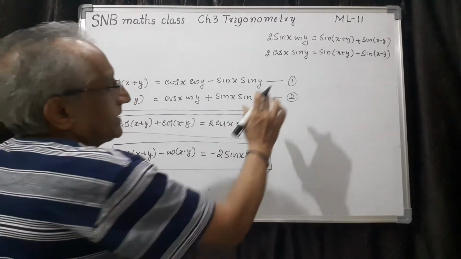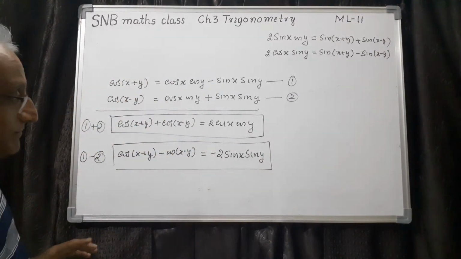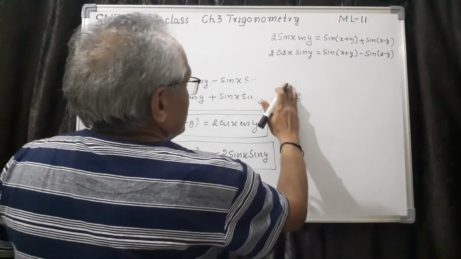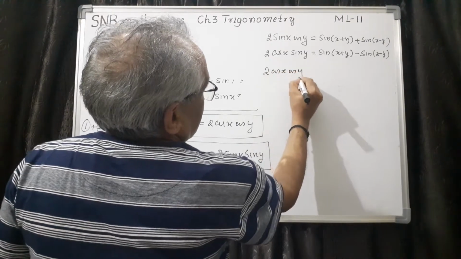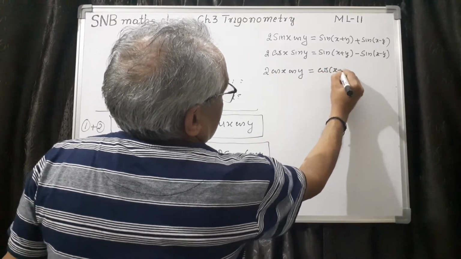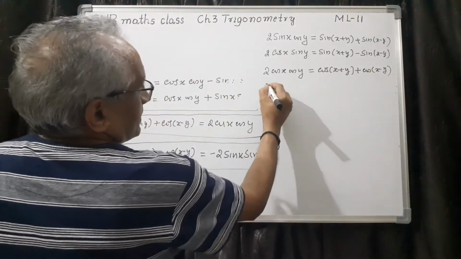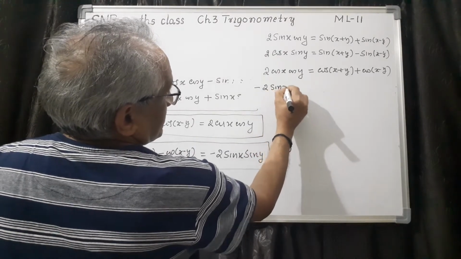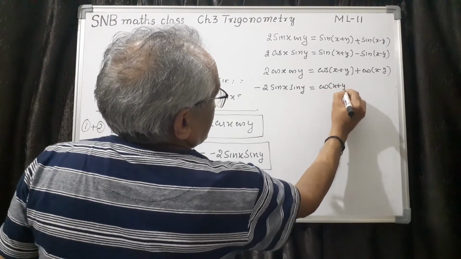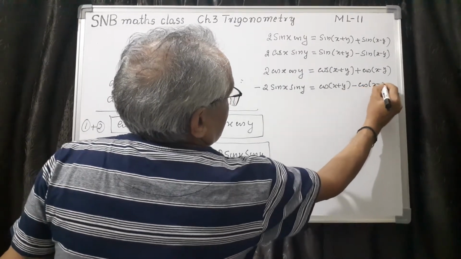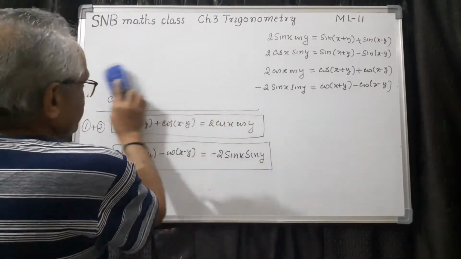So I can write here so that we can compare. See, always you should write all of them together and then compare, then remember. So here you see the pattern is this. If it is 2 cos x cos y, it is cos of x plus y plus cos of x minus y. And here it is minus 2 sin x sin y, and this will be equal to cos of x plus y minus cos of x minus y. So this is one single set, but individually you have to remember all the formulas.